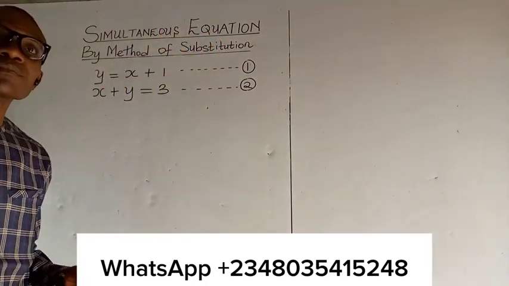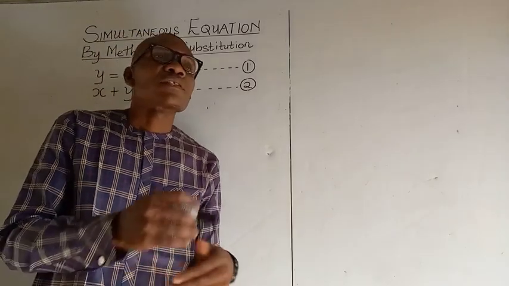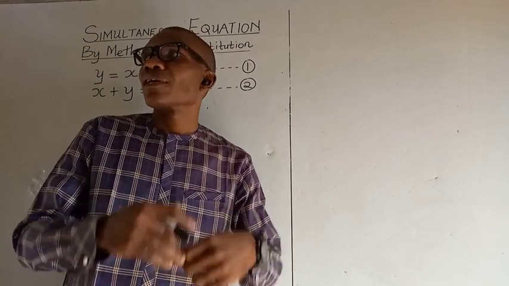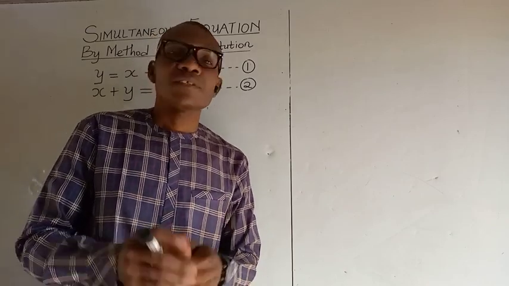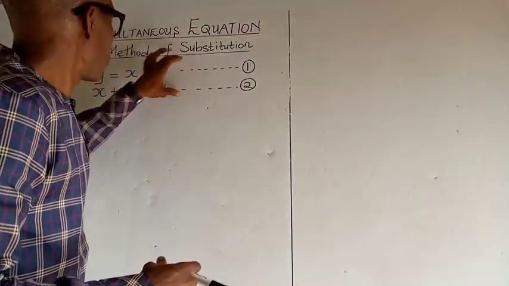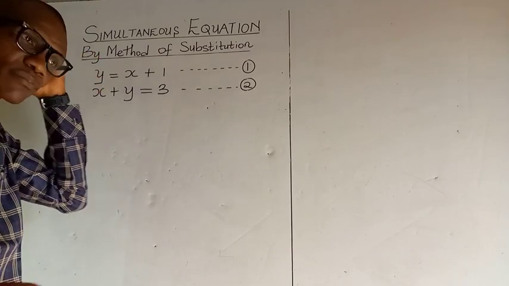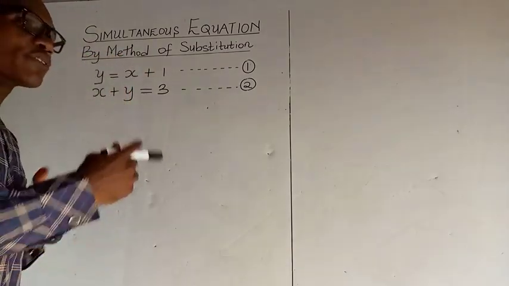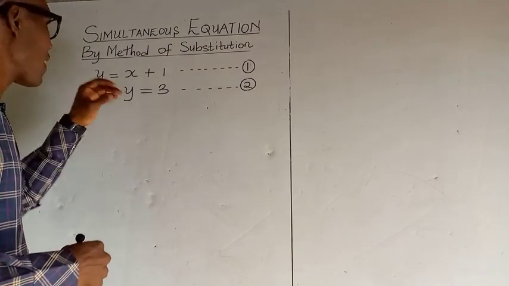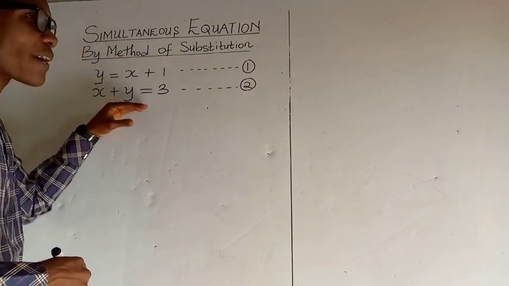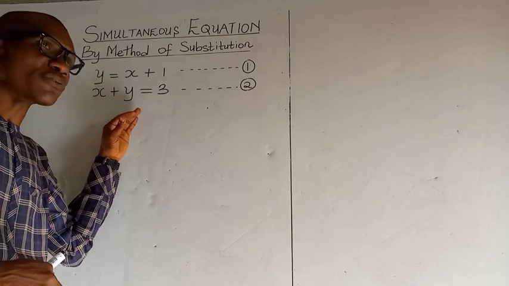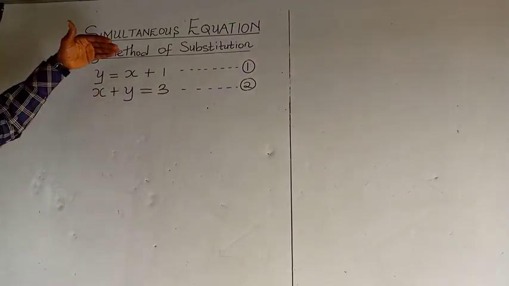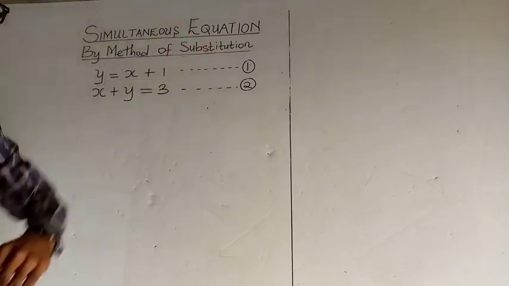Simultaneous equation. Simultaneous means doing more than one thing at the same time. This time we have two different equations and two unknowns. So we'll be solving them together to get the value for x and the value for y. These are the two unknowns that are in this simultaneous equation. And we'll be using the method of substitution.